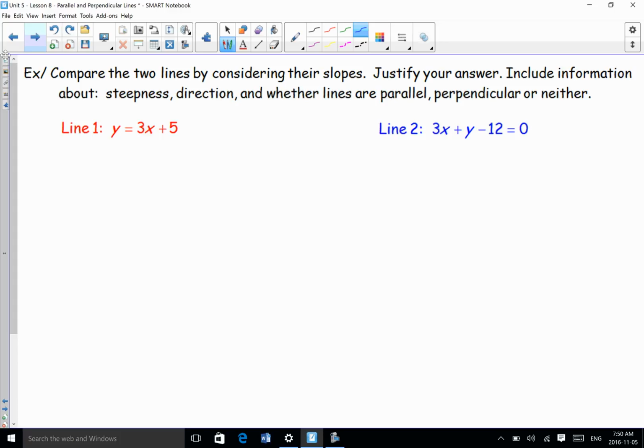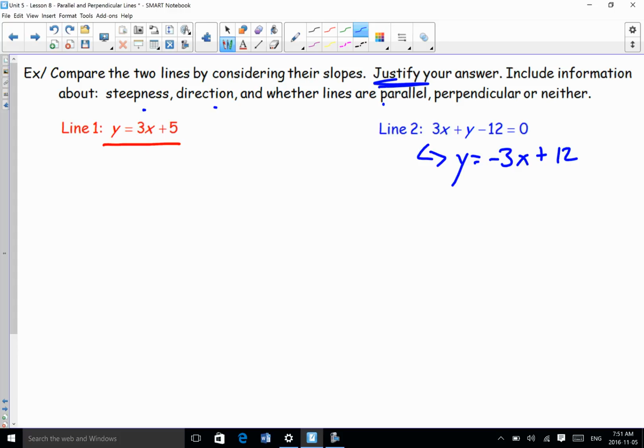Okay, last little part. Let's compare lines. So I have two different lines. I want to compare them by looking at their slopes. I want to be able to justify my answer. I want to include information about steepness, direction, and whether they're parallel or perpendicular. So first thing I want to do is, are these in a good form to compare slopes? Line number 1, definitely. mx plus b, perfect. Line number 2, not so much. So let's fix it. Y equals, bring the 3 to the other side and the 12 to the other side.